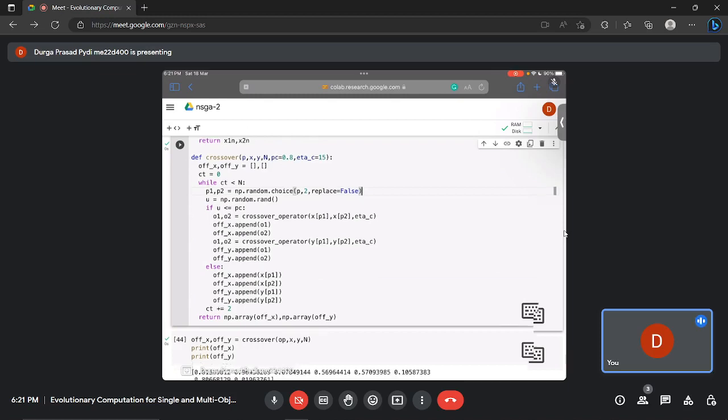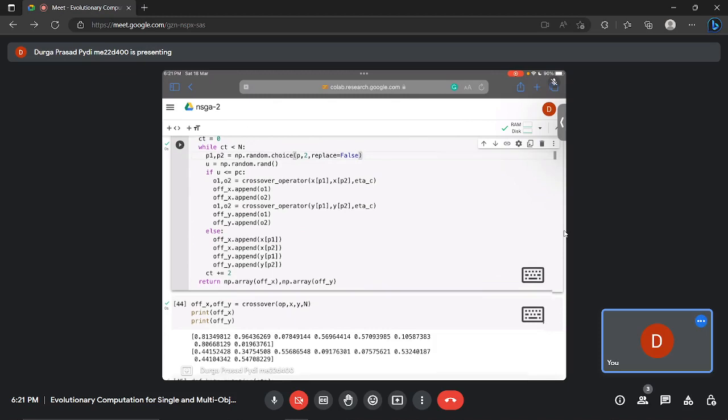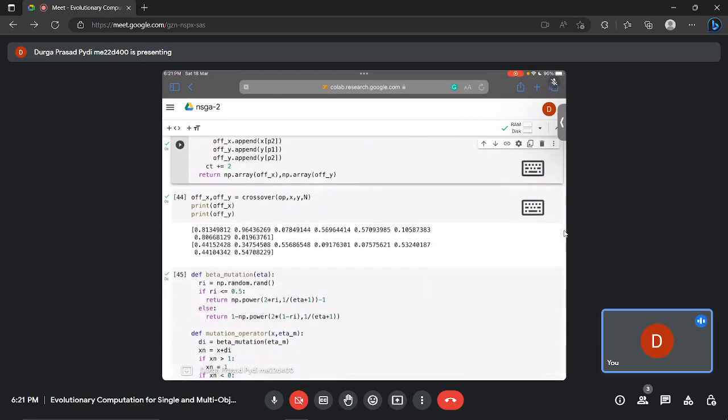If the random number is greater than PC, which means you should not perform crossover, I will just use the same variables: offspring X will have X and offspring Y will have Y, and return these values. So this operator, after your tournament selection, takes X and Y as your original individuals. When I pass them, offspring X and offspring Y will have the solutions after the crossover operation. After crossover, I need to pass this to the mutation.